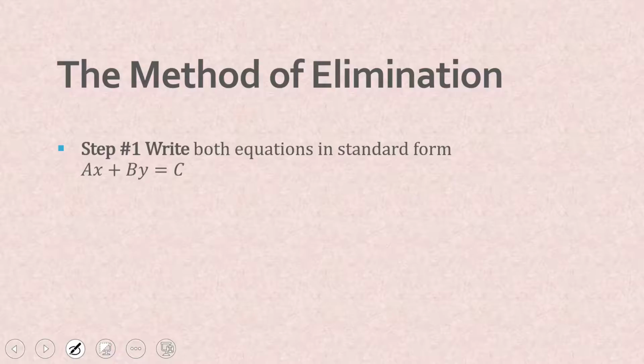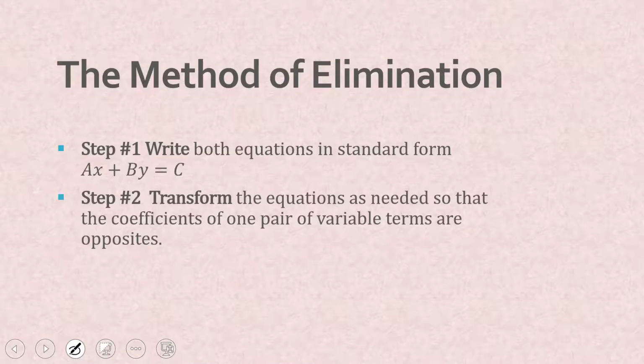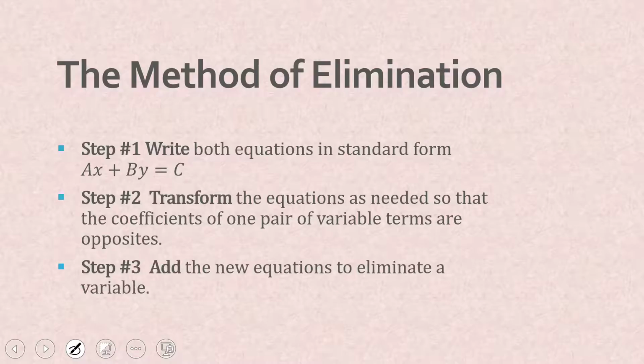So the method of elimination can be broken into a few steps. Step 1, you'll need to write both equations in standard form, ax plus by equals c. Quite often this is already done for you. Step 2, transform the equations as needed so that the coefficients of one pair of variable terms are opposites. Step 3, add the new equations to eliminate a variable.